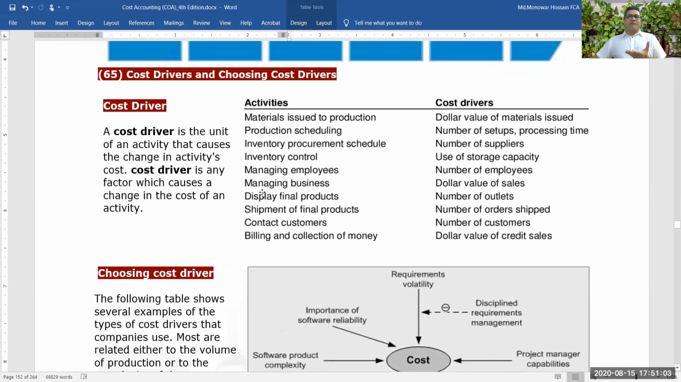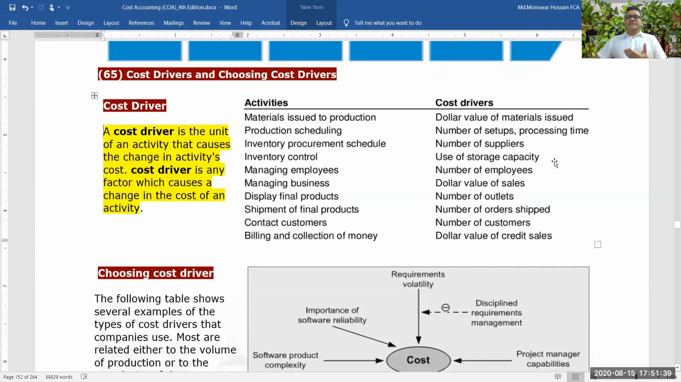So cost drivers, and choose a cost driver. So what is a cost driver? If we see here, the cost driver is the unit of an activity that causes the change in the activity's cost. A cost driver is any factor which causes a change in the cost of an activity. So look here, for the activity of materials used in production, the cost driver is the dollar value of material issued, or taka value of material issued.